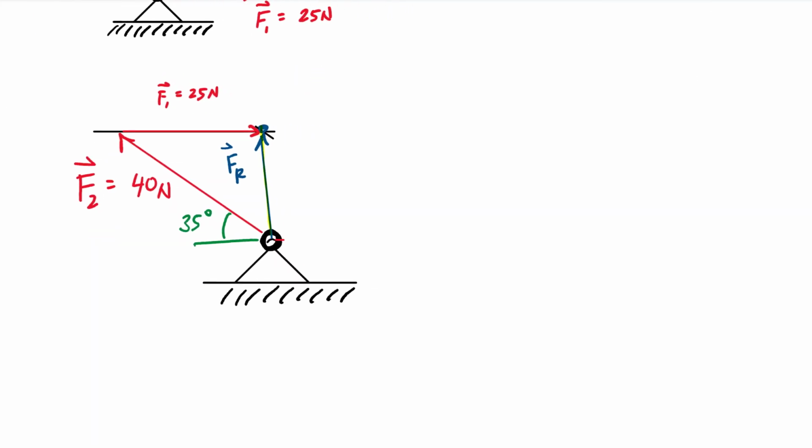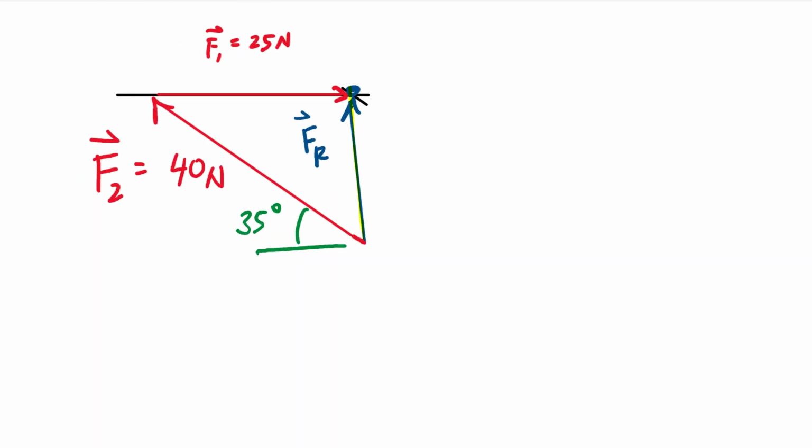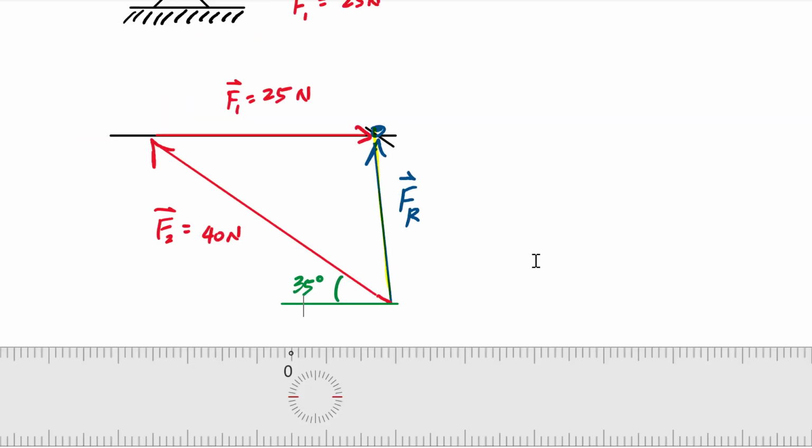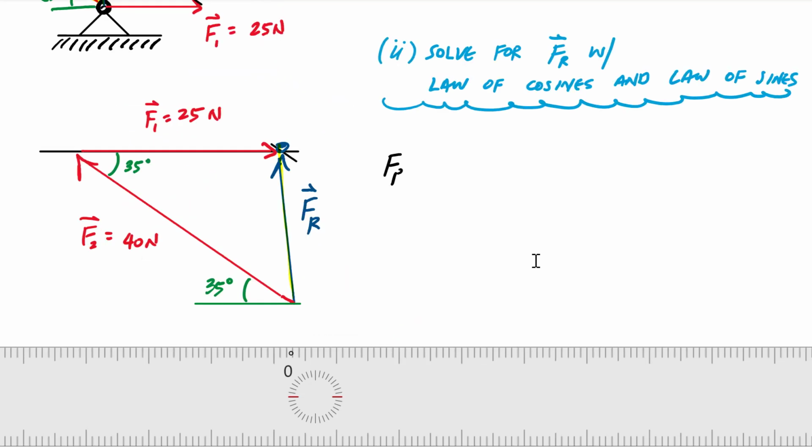And this is the same as assembling that vector triangle. Boom, like that. So now everything is just geometry. Relative to the horizontal, we have this 35-degree angle here. This would also be 35 degrees. And from the law of cosines, FR squared is 25 squared plus 40 squared minus 2 times 25 times 40 times the cosine of 35 degrees.